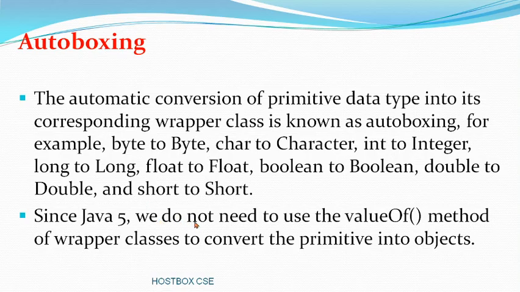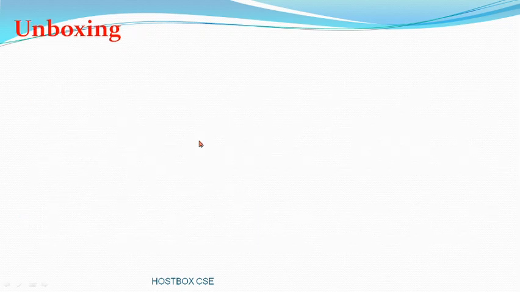Since Java 5, we do not need to use the valueOf method of wrapper classes to convert a primitive into an object. Then the next one is unboxing, which is the opposite of autoboxing.